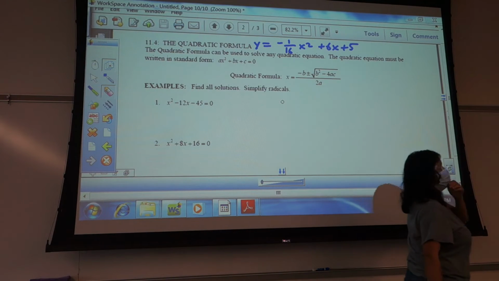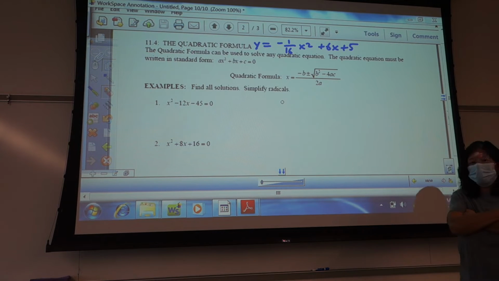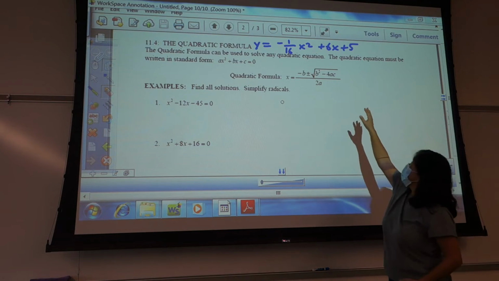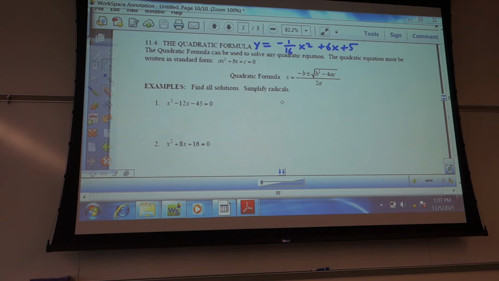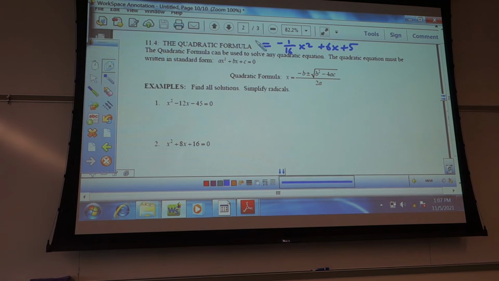It says, at what distance does it hit the ground? So my y is my height. When it hits the ground, what's my height? 0. So when it hits the ground, it means my y is 0. So I'm going to put in 0 for y. Now I need to solve for this.